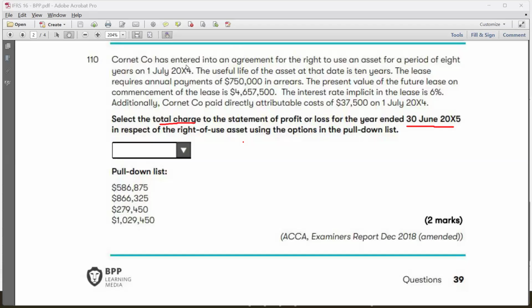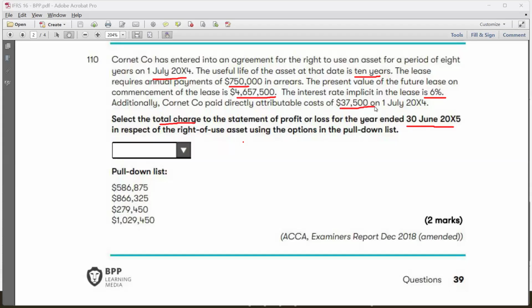So Coordinate Co has entered into an agreement for the right to use an asset for a period of 8 years on 1st of July 20x4. That is at the start of the year. The year end is 30th of June 20x5. The useful life of the asset at that date is 10 years. The lease requires annual payments of 750. The present value of the future lease payments on commencement of the lease is 4,657.5 million. The interest rate implicit in the lease is 6%. Additionally, Coordinate Co paid directly attributable cost of 37,500.